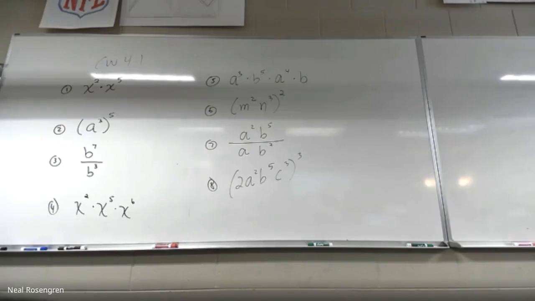But one times one is still one. So the coefficient doesn't change. Right? You've got x to the fifth, you've got a square. You've got one times one, okay, cool, still one.